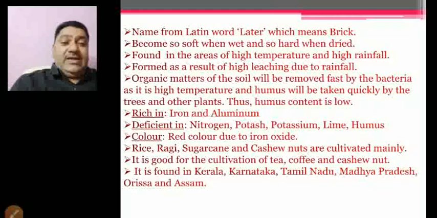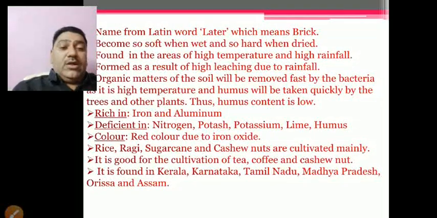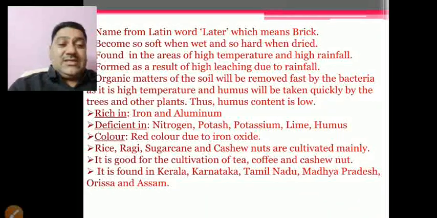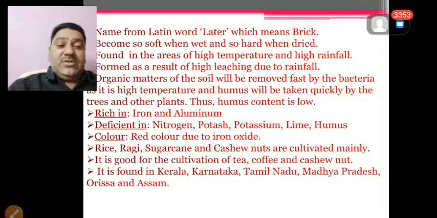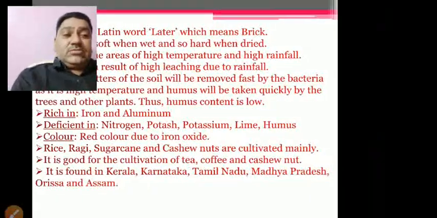But it is rich in iron and aluminium, but deficient in other nutrients like nitrogen, potash, lime, etc. Now color of the soil is red due to iron oxide. Now various crops can be grown like sugarcane, cashew nuts, or tea, coffee, or crops like ragi, etc. And it is mostly found in the states of Kerala, Karnataka, Tamil Nadu, Madhya Pradesh, Orissa, Assam, etc. Now in recent board exam, this question was asked, which crops are grown in the laterite soil? So you need to remember these crops.